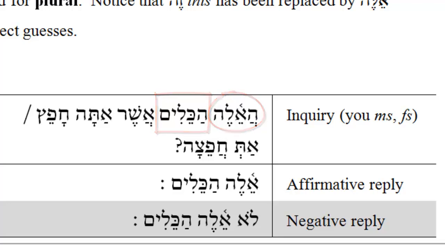If asking this of a woman, it would read, Ha'ele, ha'kelim, asher at chafetza? If you have pointed out the correct containers, plural, then your customer will affirm, Ele hakelim. If you have deduced incorrectly, then the customer would reply negatively, Lo ele hakelim.